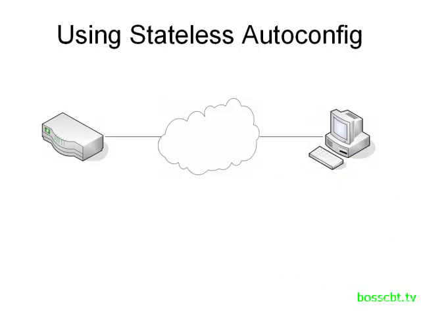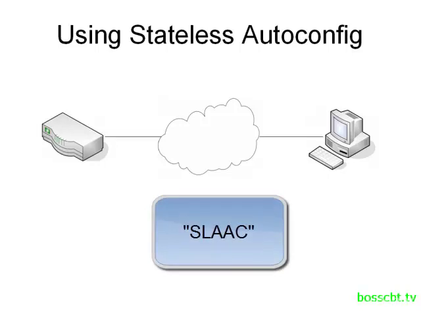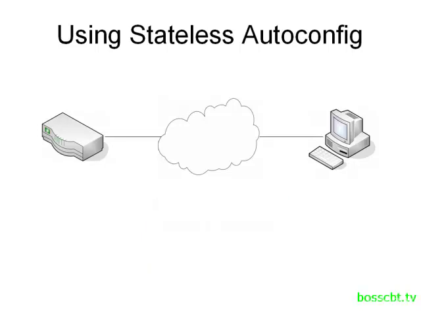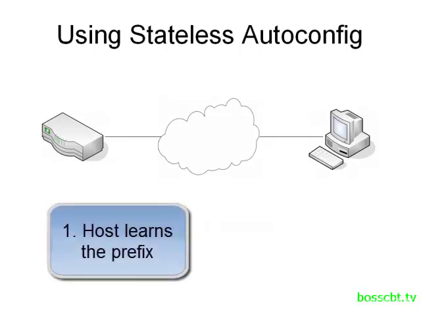So that's what stateless auto configuration is all about, and it's often referred to as SLAAC. You might hear that term as well. So let's see how it works. First, the host is going to learn the prefix assigned to the network segment it's on. Okay, so it's going to actually determine its own /64 prefix that the subnet is already using.